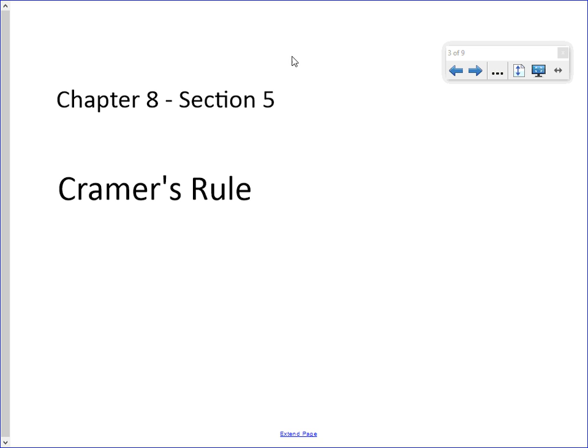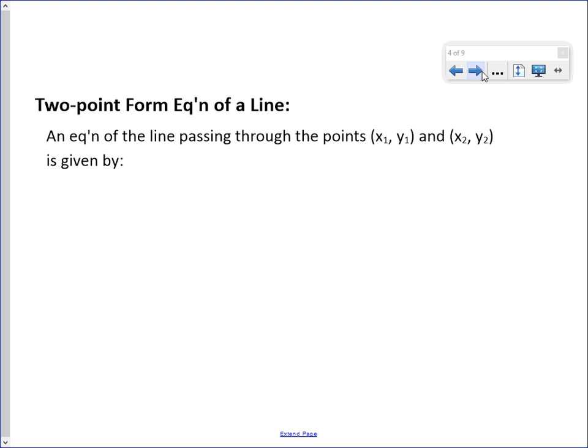So we're going to get to Cramer's rule, but before we get to Cramer's rule, we're going to do the two-point form equation of a line. So you're given two points that are on a line. Can you write the equation of the line? Yes, you can do that from knowledge that you have all the way back to Algebra 1: calculate the slope, then plug into either point-slope form or slope-intercept form, and write the equation. But we can also do it with matrices and determinants.